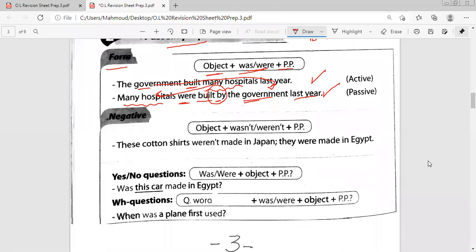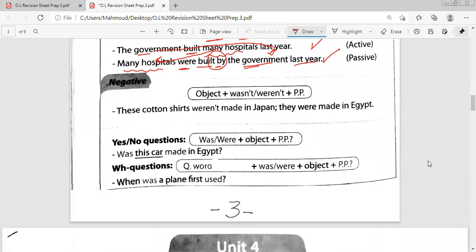Can we make the passive in the negative form? Of course, by using wasn't or weren't. These cotton shirts weren't made in Japan. They were made in Egypt. Okay, so weren't made here is a negative.